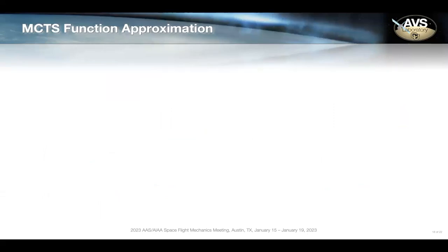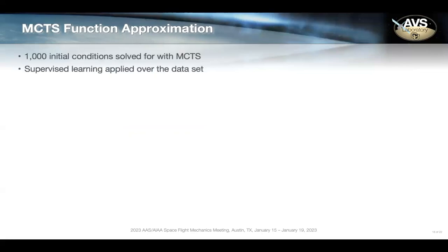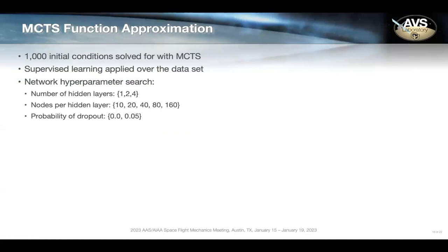The next step is the function approximation for MCTS. We roughly solve 1,000 initial conditions with MCTS, and then we apply supervised learning over that data set. Here are some of the details for the hyperparameter search we performed. We looked at 1, 2, and 4 hidden layers, and then 10, 20, 40, 80, and 160 nodes per hidden layer. We also add dropout between the layers, which is really just the probability that a node is going to be dropped during training. And that, in theory, should help with overfitting.